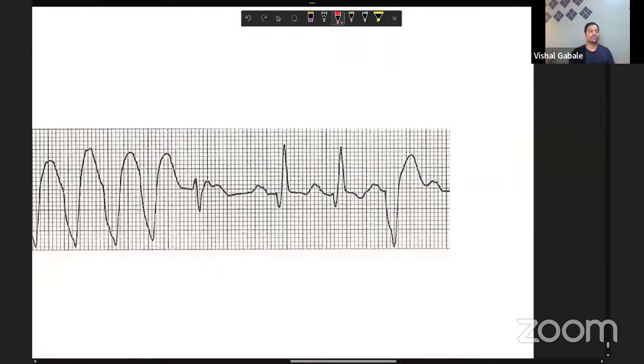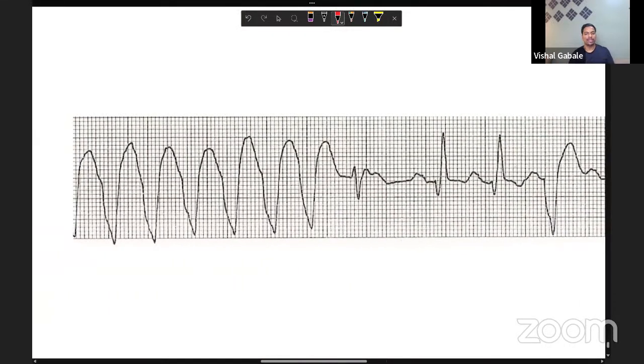Now coming to your capture beat and fusion beat. Here you can see this is your QRS complex, and here you can see this P wave is getting conducted. This is the P wave and this is the QRS complex. So this is your capture and this is your fusion.